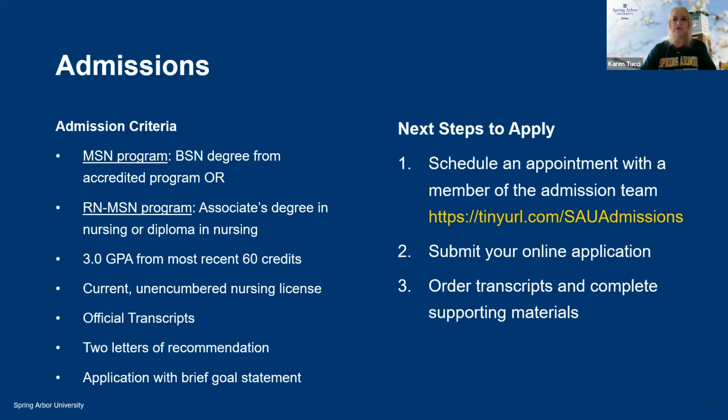We do require a 3.0 grade point average from your most recent 60 credits. We also, of course, like to see a current and unencumbered nursing license. We do require your official transcripts. And we also do require 2 letters of recommendation and also a goal statement. And as your admissions representative, we'll walk with you through each and every one of these steps to make sure that we're doing everything correctly.